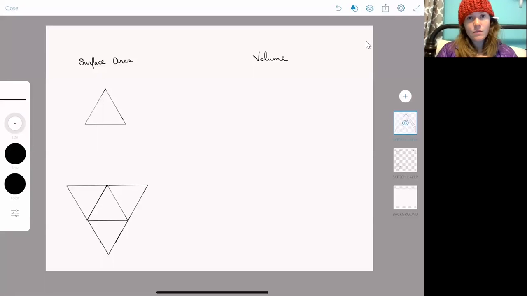Hey guys, so today we are talking a little bit more about Sierpinski pyramids. Specifically, we're going to be talking about the surface area and volume and how we calculate that, because this is going to be a part of your summative. So let's begin.